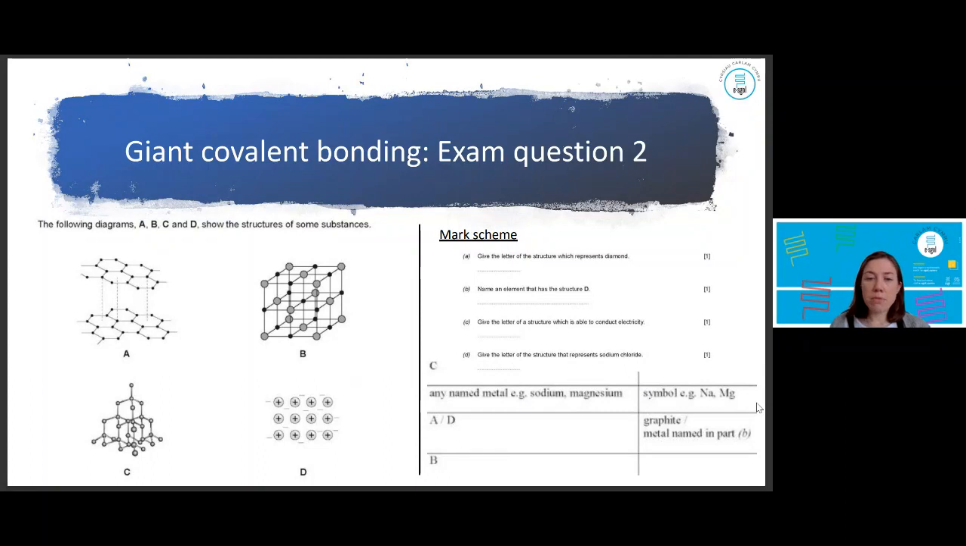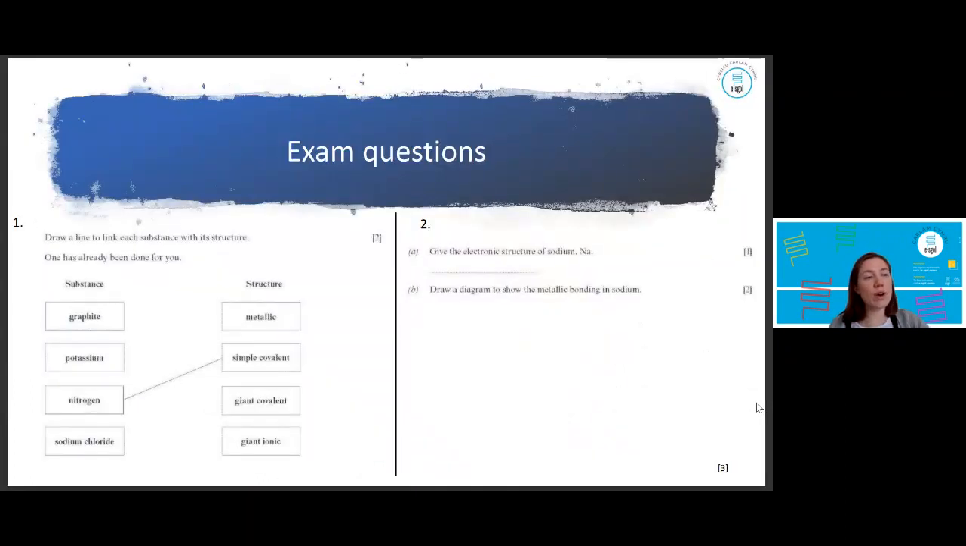Okay, moving on, we've got some additional questions to finish. So these, again, taken from previous exam papers. Draw a line to link each substance with its structure, and you can see one's been done for you. So we've got matching those up, and then question 2, give the electronic structure of sodium, and then draw a diagram to show the metallic bonding in sodium.